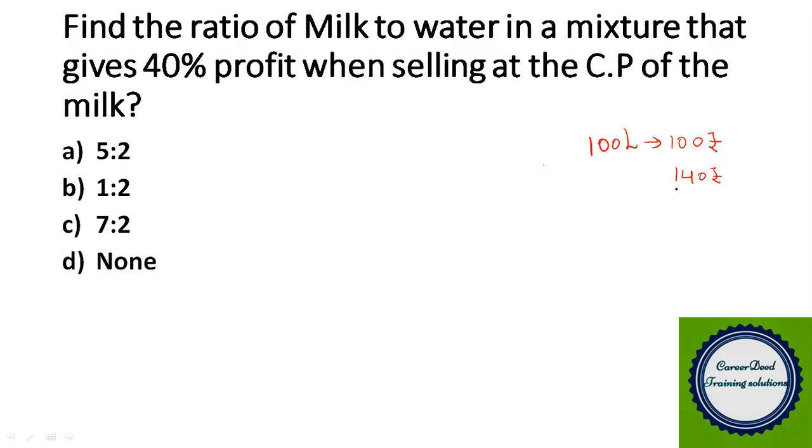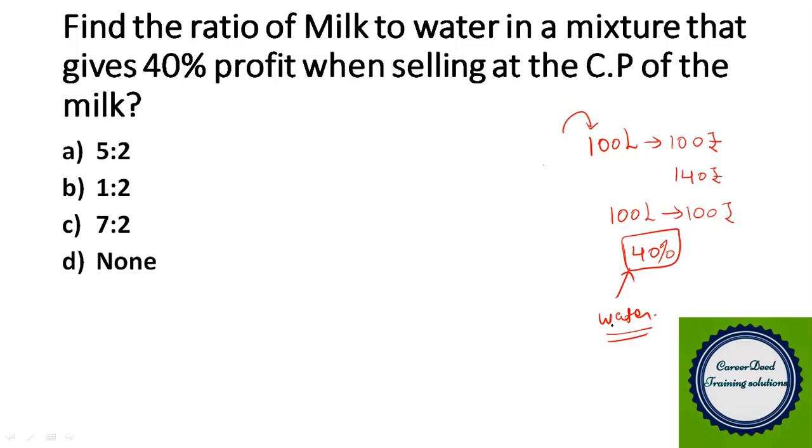But you are adding some water and selling 100 liters for 100 rupees. However, you are getting a 40% profit, right? So this 40% profit is because of what? The 40% profit is because of the water only. Because of water only you are getting a 40% profit.